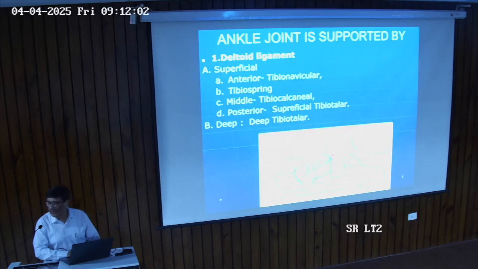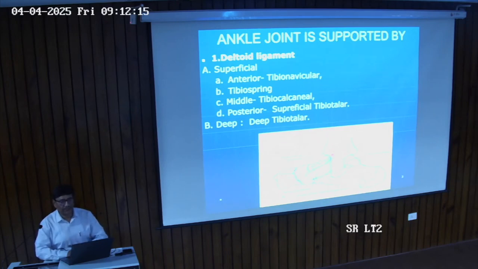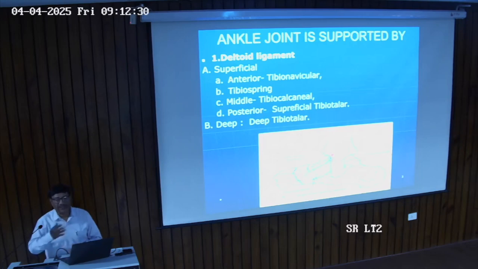So the third component is the calcaneofibular ligament, and lastly the superficial tibio-talar ligament. So these four strands make the superficial component. The deep component, which is the deep tibio-talar ligament, has two components again, anterior and posterior. So in all, the deltoid ligament, superficial and deep component, lies on the medial side, arises from the medial malleolus and joins to the various bones.